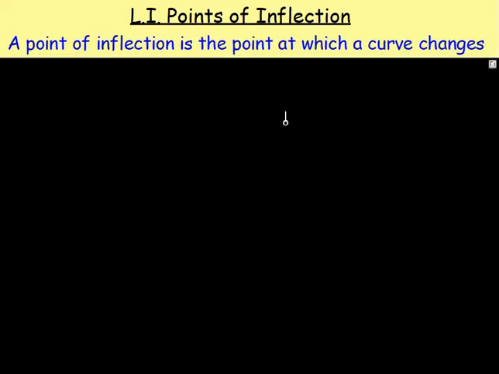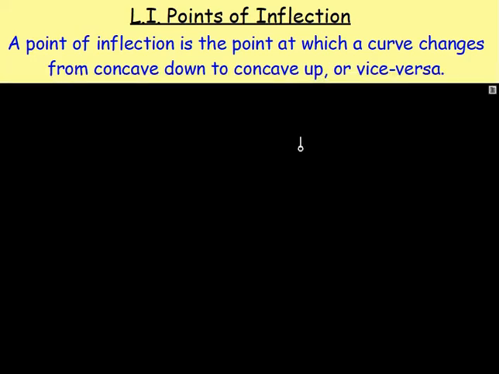So first of all, what is a point of inflection? Well, that is a point at which a curve changes from being concave down to concave up, or vice versa. Concave down and concave up were terms that we were introduced to in the last lesson.